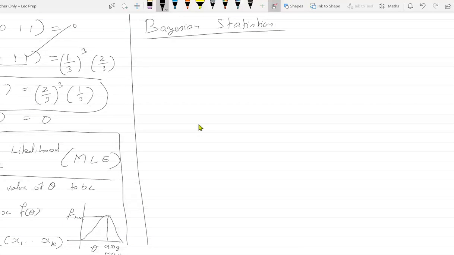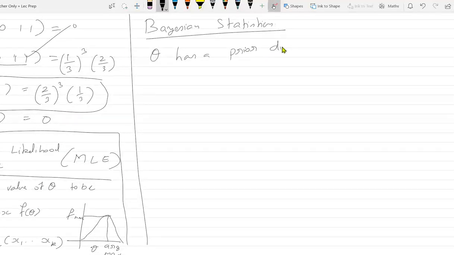So theta has a prior distribution. What that means is, earlier we said that we didn't know anything about theta, but here you are told that theta follows the following distribution.